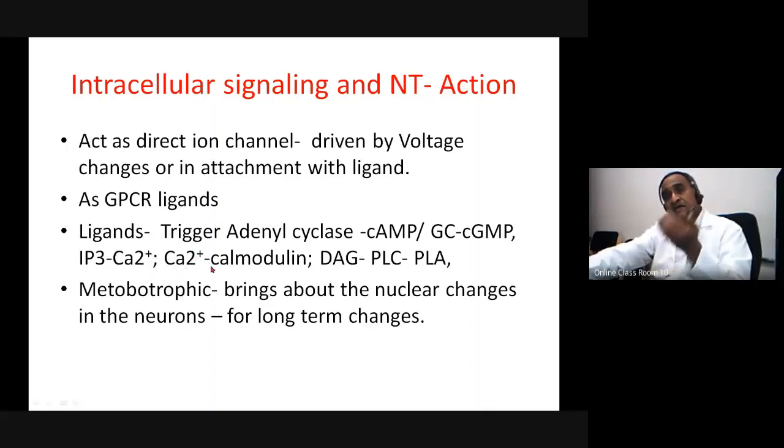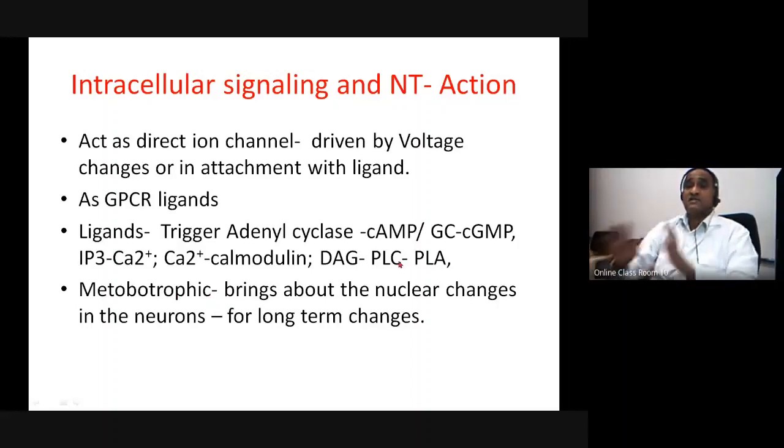the calcium induced calcium release. That means calcium activating a calmodulin, so that calmodulin releases calcium from the calcium store, that is the endoplasmic reticulum. In case of the skeletal muscles, it is sarcoplasmic reticulum. And diacyl glycerol activates the membrane bound phospholipase C and phospholipase A activity. And this phospholipase C will open up the ion channel there, or phospholipase A will bring about prostaglandin or prostacyclin changes.